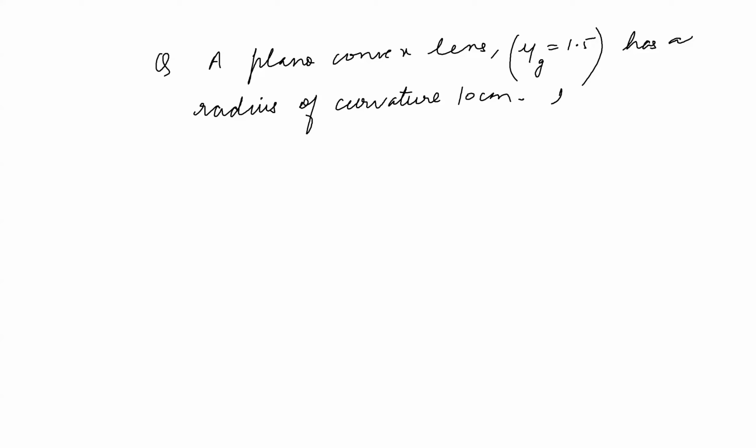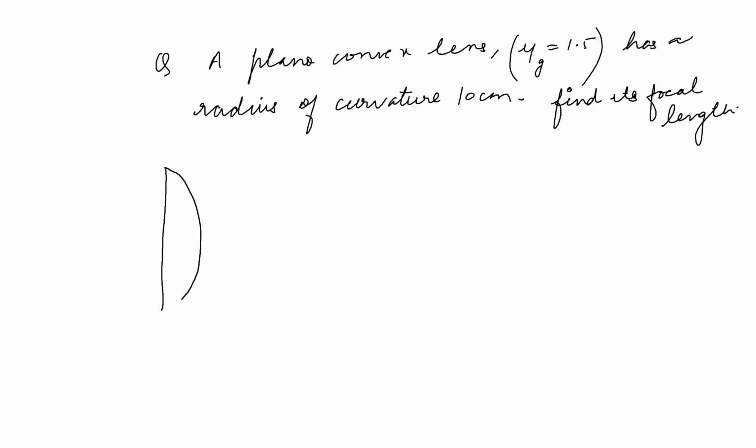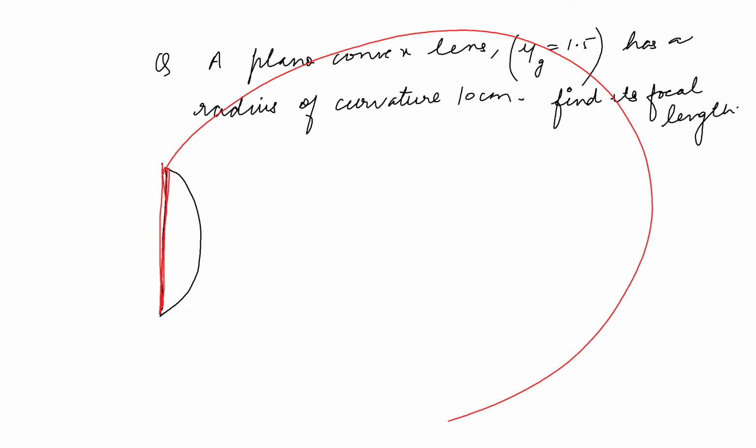Find its focal length. Now, what is this question? We have this lens. Plano means one side is cut flat and the other side is convex. So whenever you have this flattened portion, it means it is an infinite circle.